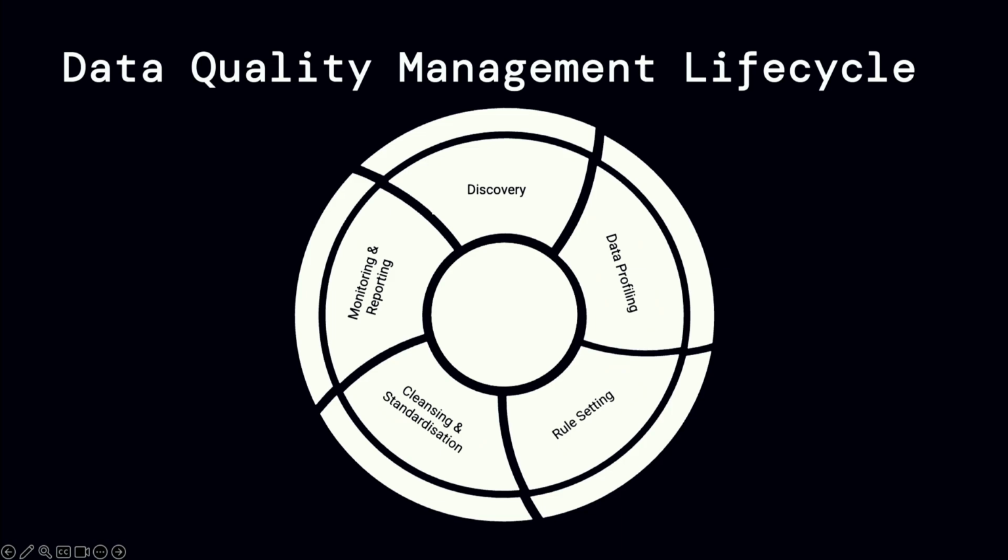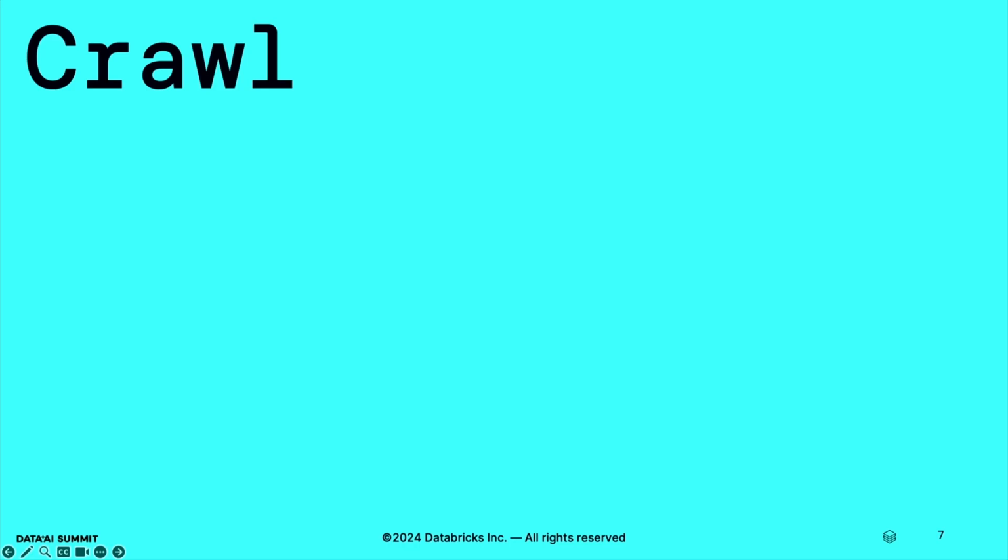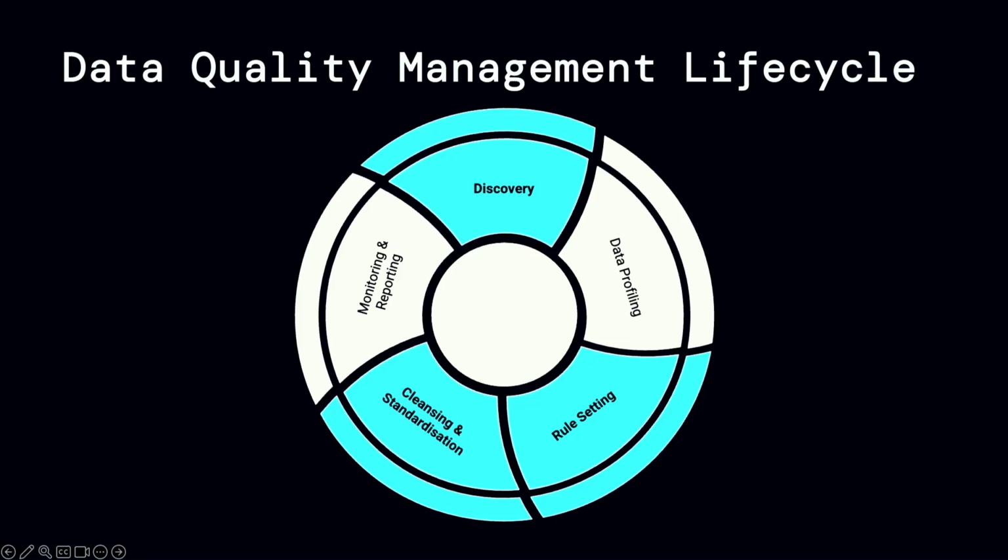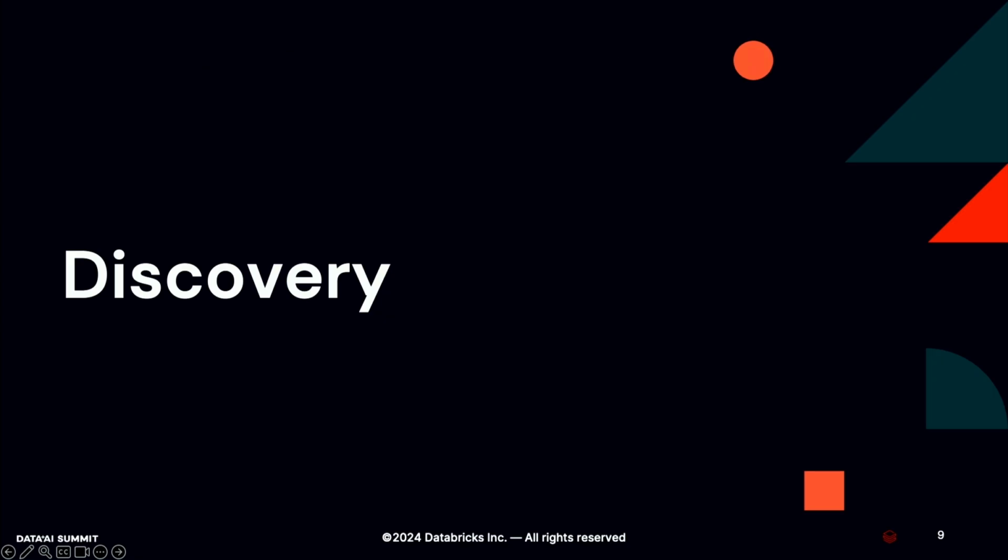Now, everybody, when you first start with data quality, the first thing you think about is, I want to identify some issues and cleanse some data, meet business requirements. This is why in the crawl stage, you want to do discovery, you want to do rule setting, and you want to do cleansing and standardization.